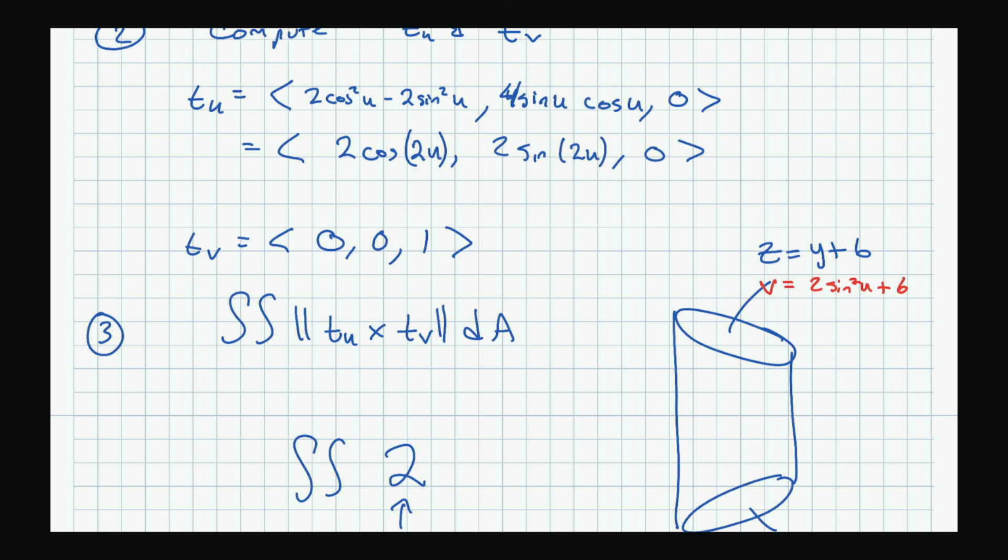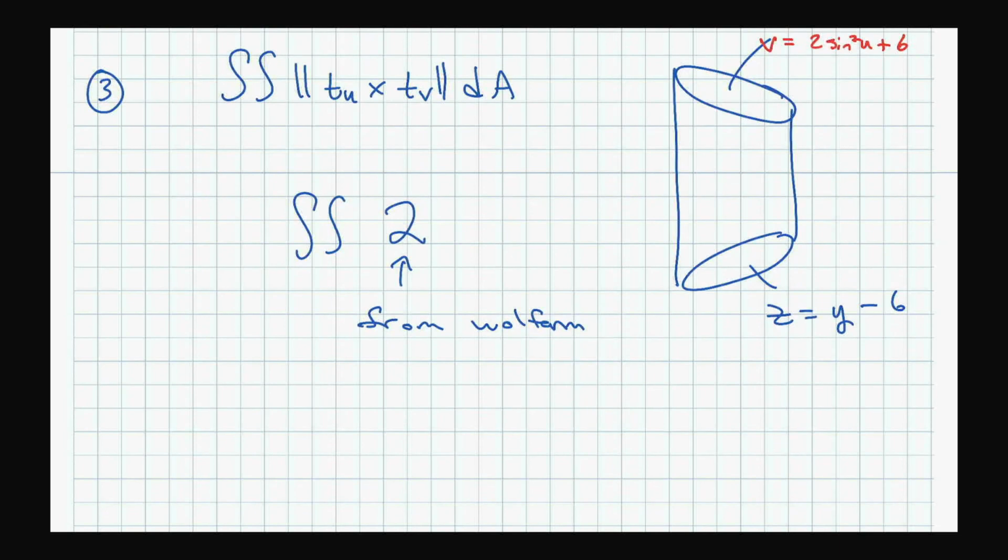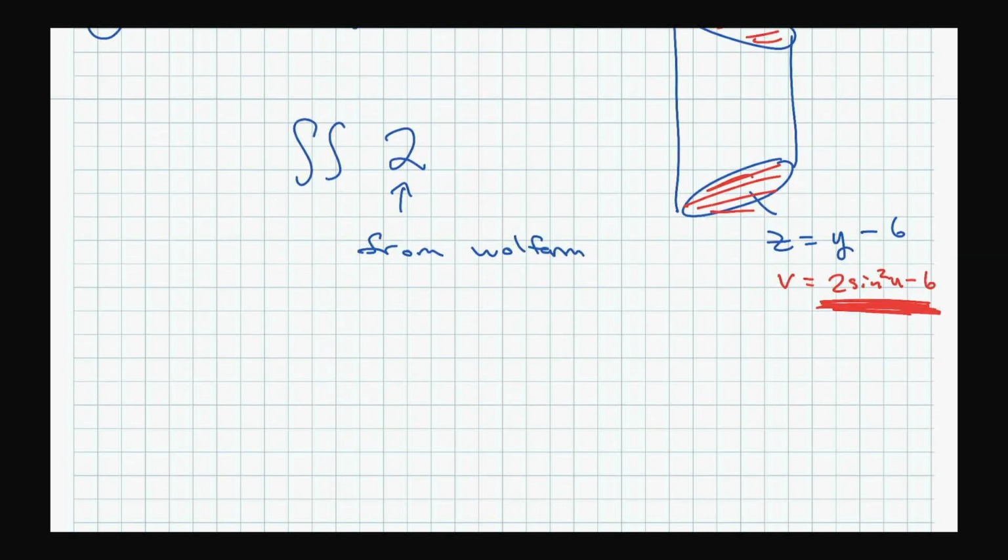I think that's right. And then the bottom one, v again, and then 2 sine squared u minus 6. And so if the top is this and the bottom is this, then we can say that v should be in between those: 2 sine squared u minus 6, 2 sine squared u plus 6.